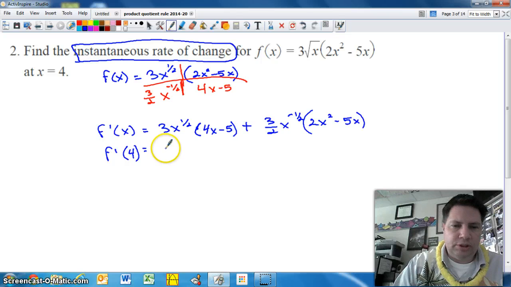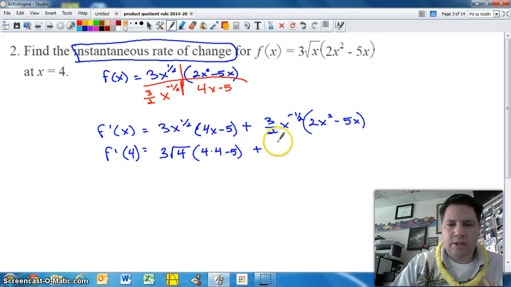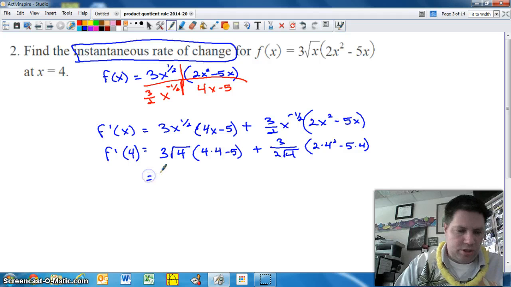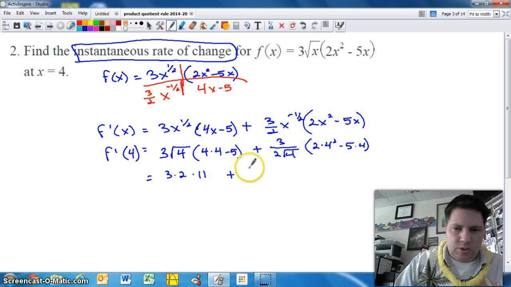So we can plug in the numbers, and that would be 3, well, x to the 1, so 3 square root of 4 times 4 times 4 minus 5 plus, that's 3 over 2 square root of 4, in case you didn't remember, that's where that came from, times 2 times 4 squared minus 5 times 4, which would simplify down to 3 times 2 times 11 plus 3 over 2 times 2 is 3/4 times 32 minus 20.